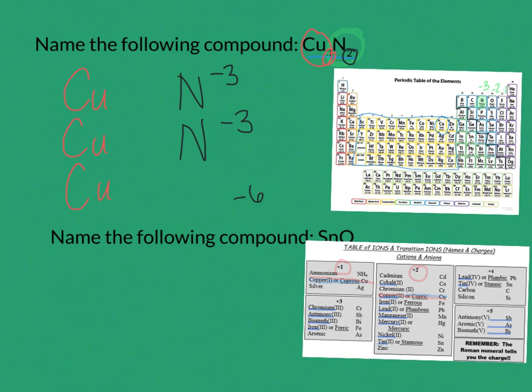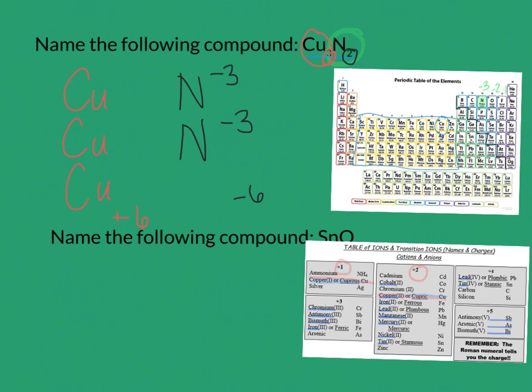Now we know that every compound has to be electrically neutral. That means we need the same amount of positives and the same amount of negatives. So if we have 3 coppers, that means they need to add up to a +6 charge, right? To cancel out the -6 charge.